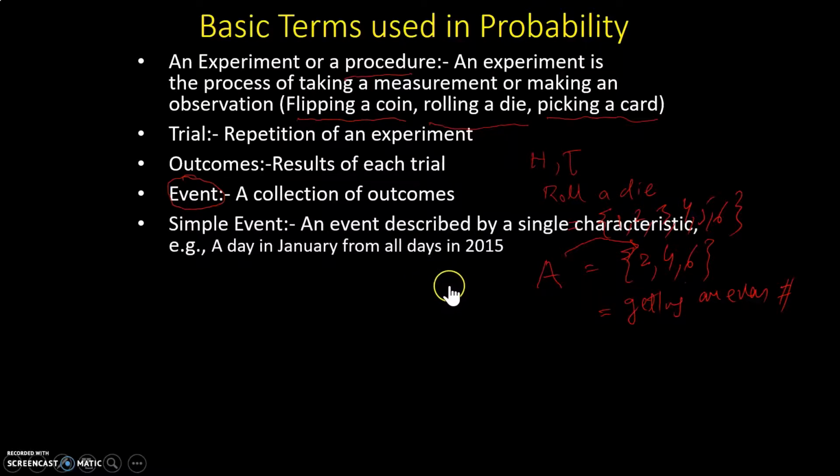What is a simple event? An event describes a single characteristic. For example, all the days in January of 2015. Note that this event is described by a single characteristic. I'm talking about all those days which fall in the month of January, a single property, just a single characteristic. Such an event is called a simple event.